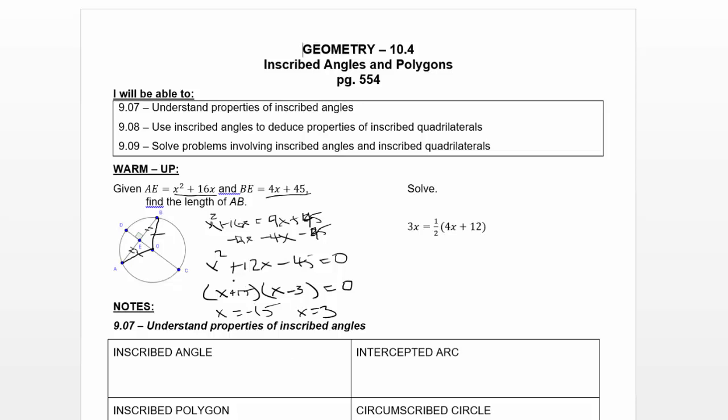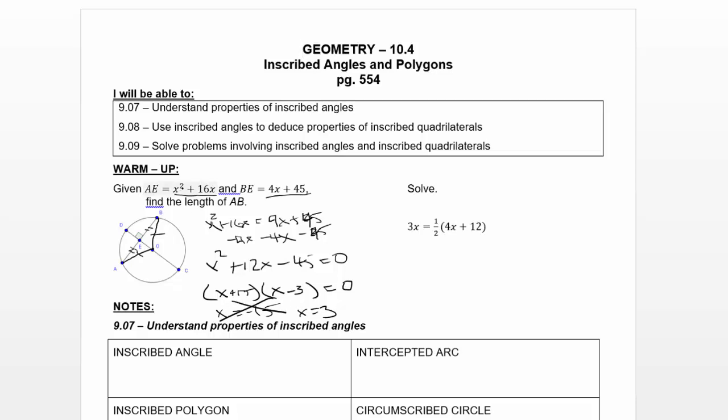What makes sense in this diagram? Well, these are lengths, so these numbers, when we substitute them into our expressions, need to be positive. If you plug negative 15 into x squared, you get positive 225. When you plug in negative 15 times 16, you get negative 240, and 225 minus 240 is a negative number. So negative 15 does not work.